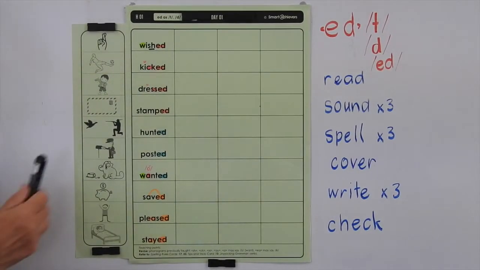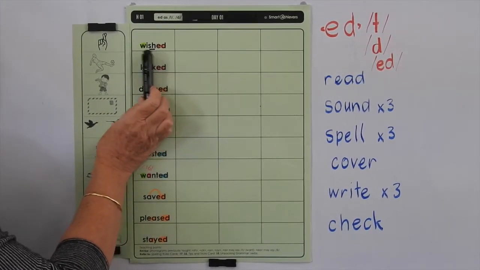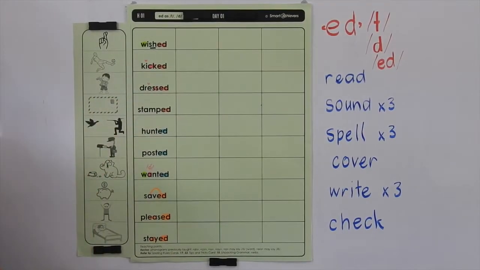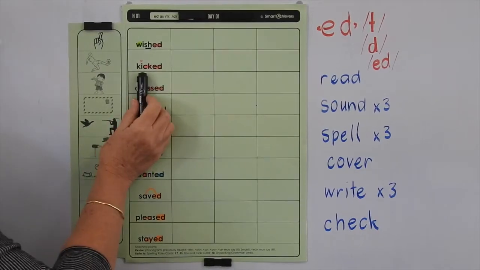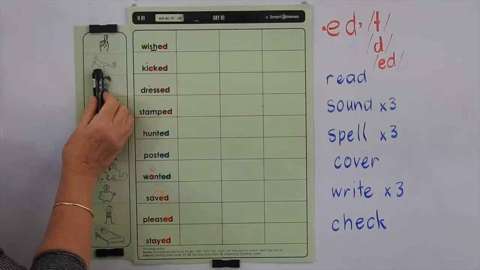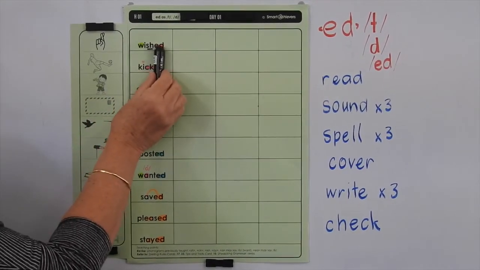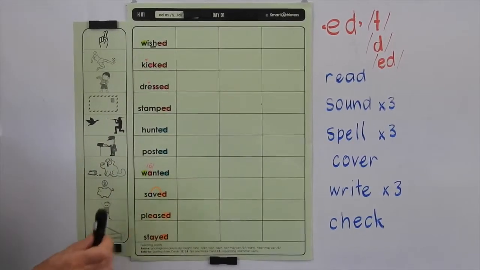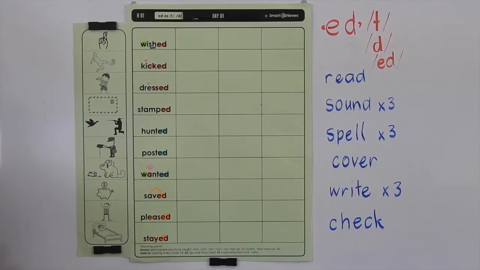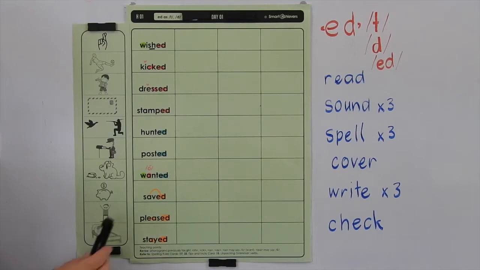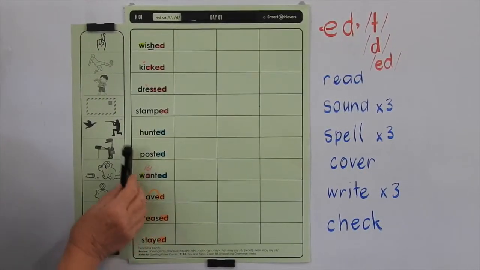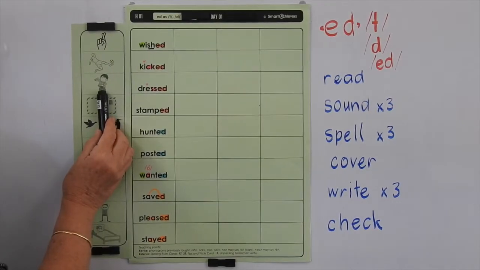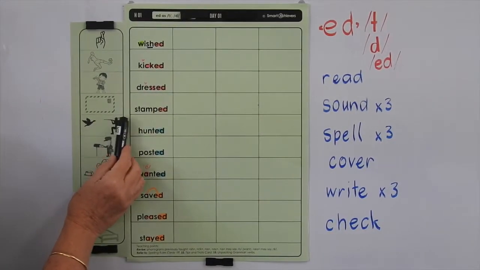So wished, if you want something badly enough, you might wish for it. Some people cross their fingers when they make a wish to make the wish come true. Kicked, it could be that you kicked a ball. When we add ED to the end of a word, it's always meaning past tense. It's always indicating that that thing has already happened. It happened before now. So dressed is when you put your clothes on.